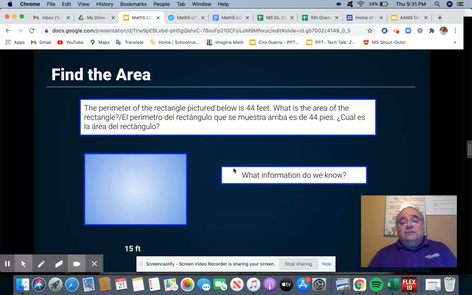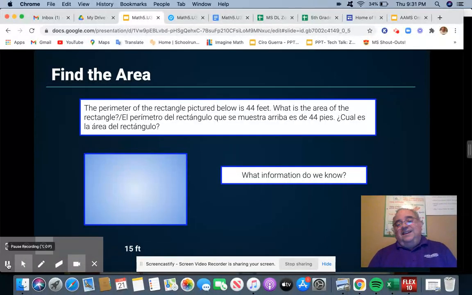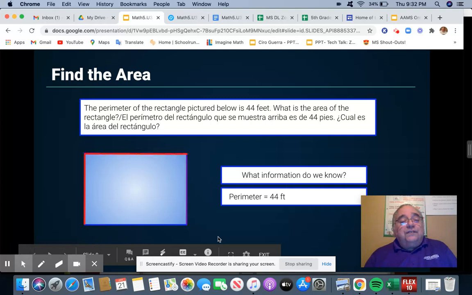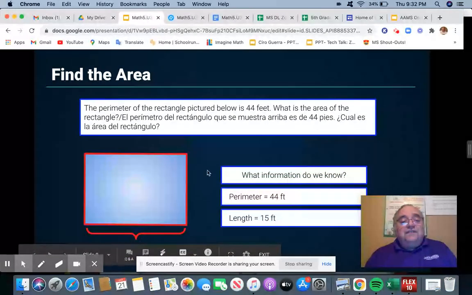Pausing the video. 3, 2, 1, pause. Yeah, you guys are on fire for Friday. Yes, very good. Yes, we have the perimeter. The perimeter is 44 feet, and we know that the length is 15 feet. So we know those 2 things.